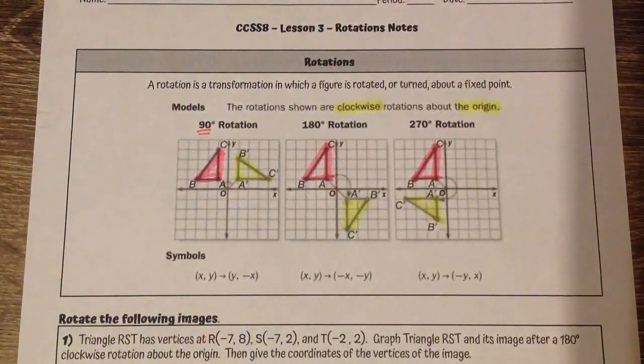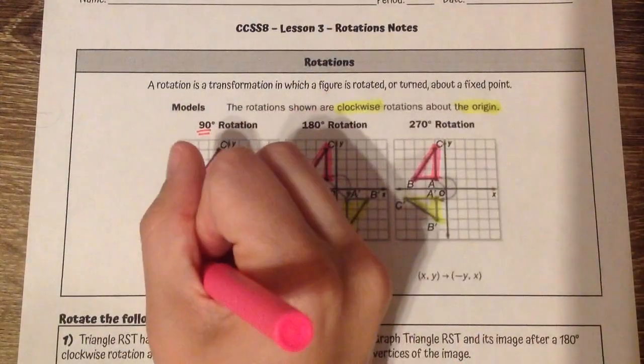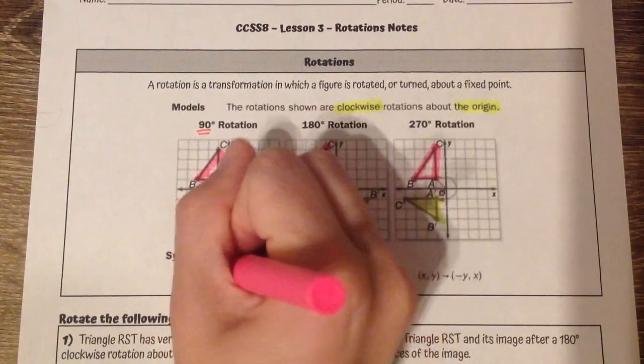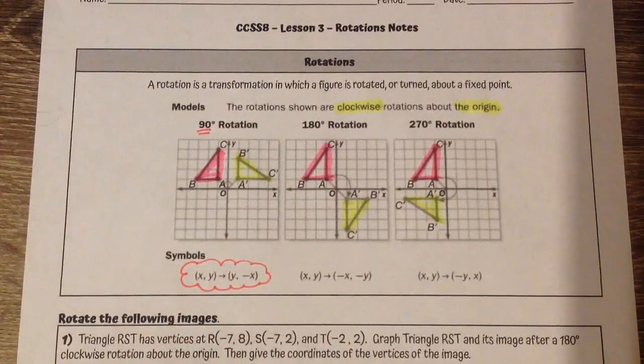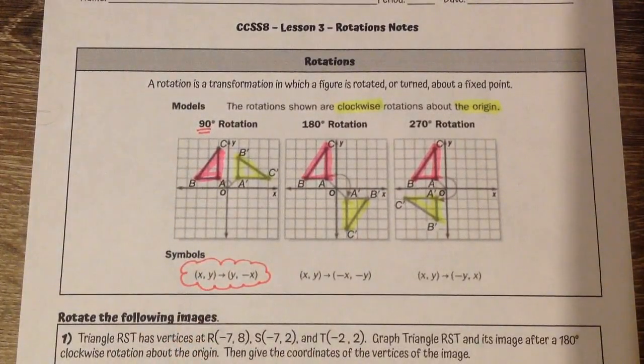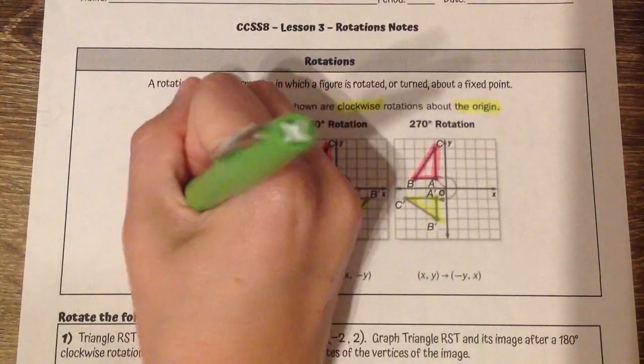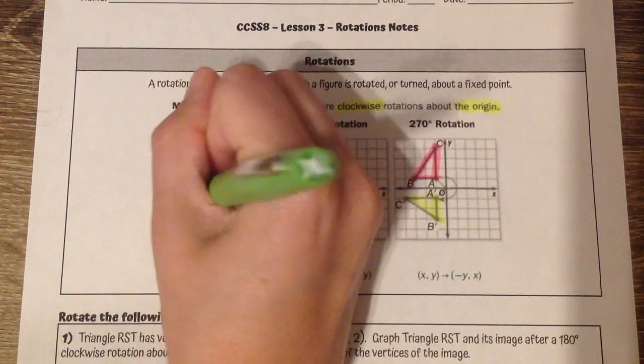For this 90-degree rotation, we're going to look at these symbols right here, which say that if this is our original ordered pair, this is what happens to it. It looks kind of funky. We've got the Y's and the X's mixed up. Well, there's a reason for that. Let's just look at one of the original points. Let's look at point B. In the original image, it's at -3, 1.